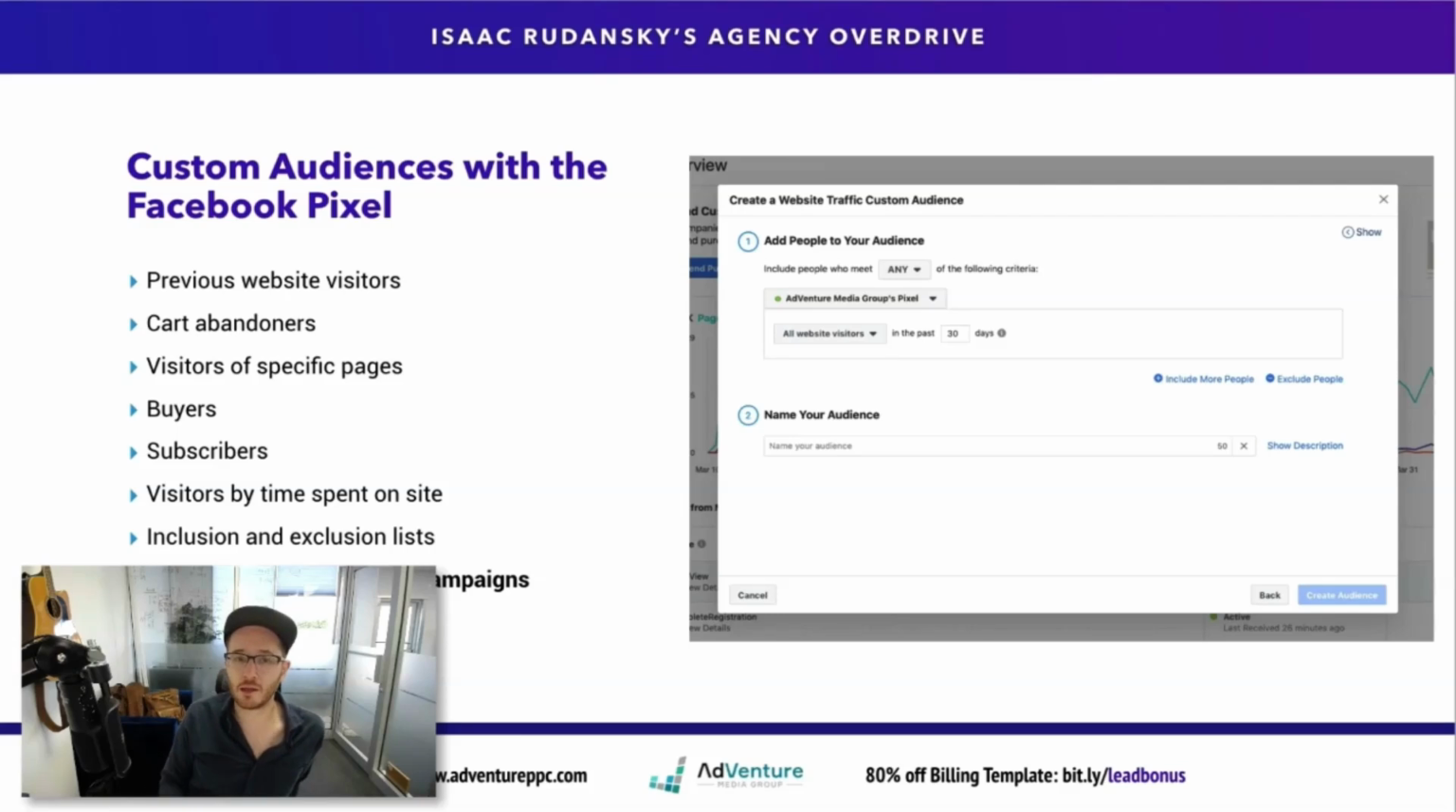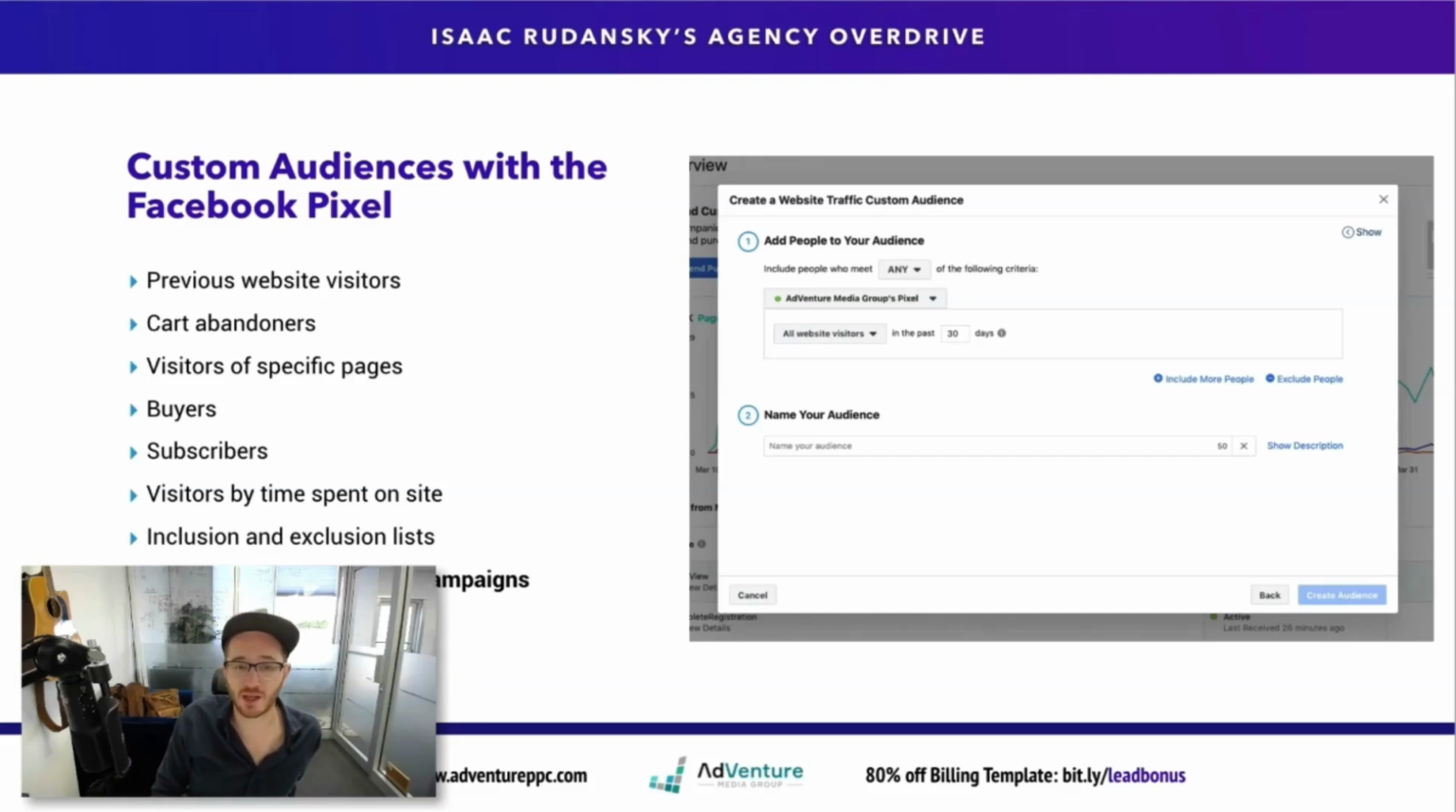And you could also use inclusion and exclusion lists. The permutations are very broad on how you could set up custom audiences, because you could create multiple rules. So you could include people that are buyers and subscribers, and you could exclude people that just visited a blog page, let's say, right? So there's a lot of different ways you could do this. And then you're going to go and use those audiences in actual campaigns. So name your audience and use those audiences.